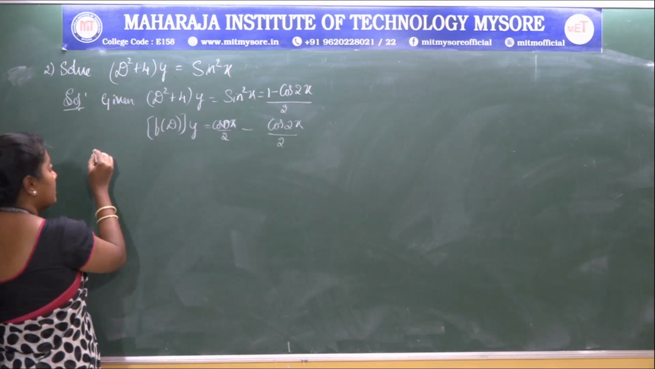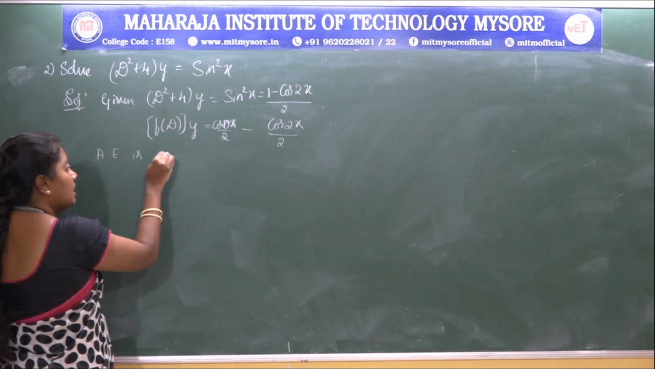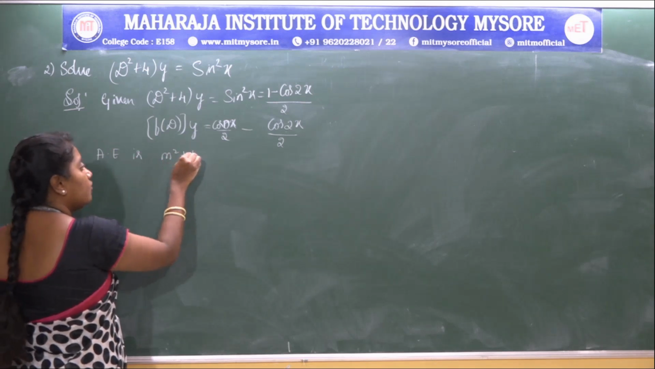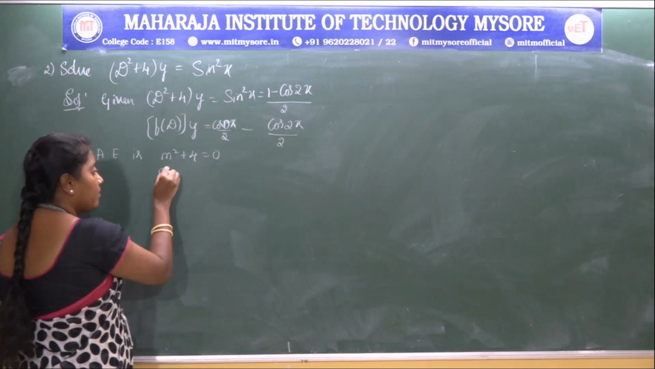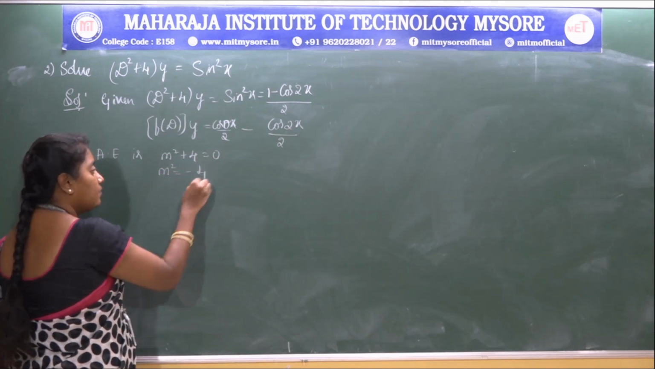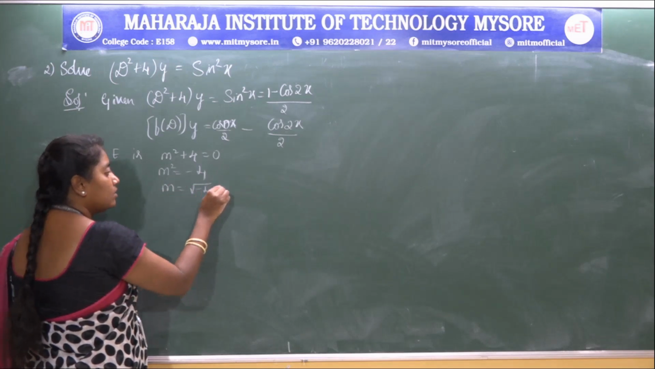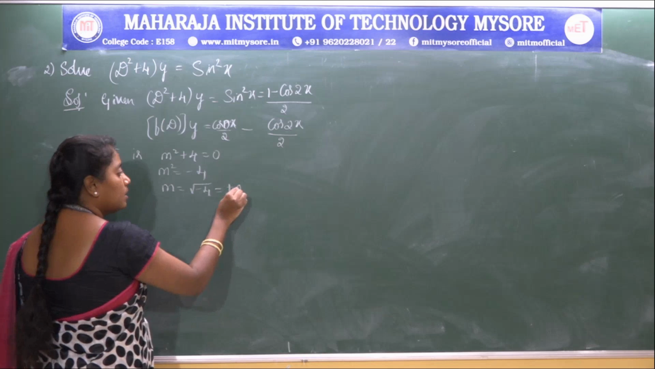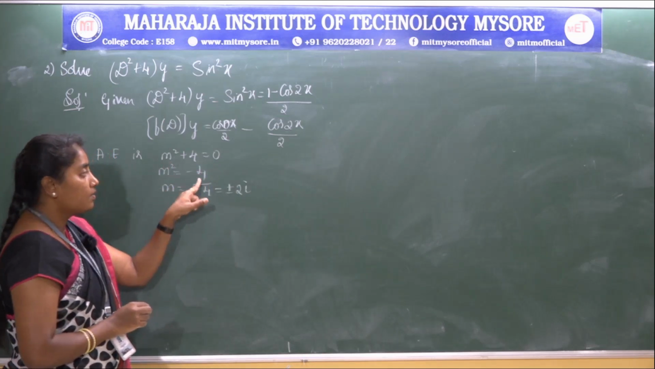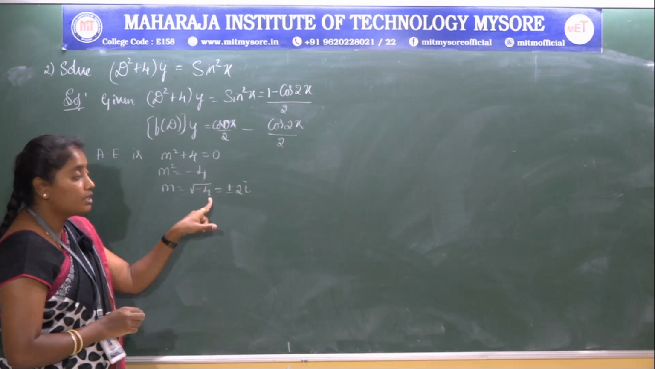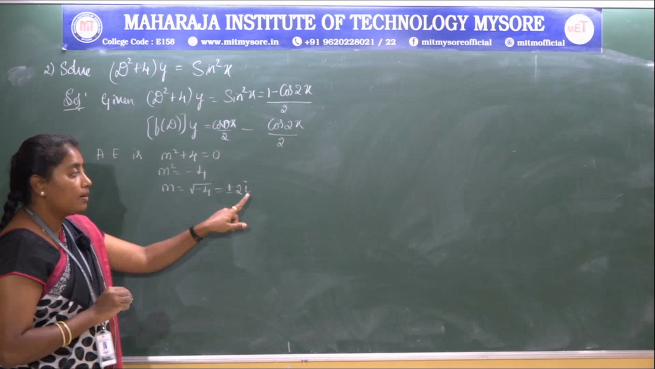First find the complementary function. For that, the auxiliary equation is m square plus 4 equal to 0. For this, m square is equal to minus 4. M is equal to root of minus 4, which is equal to plus or minus 2i. M square is equal to minus 4, root of 4 is 2, root of minus 1 is plus or minus i.